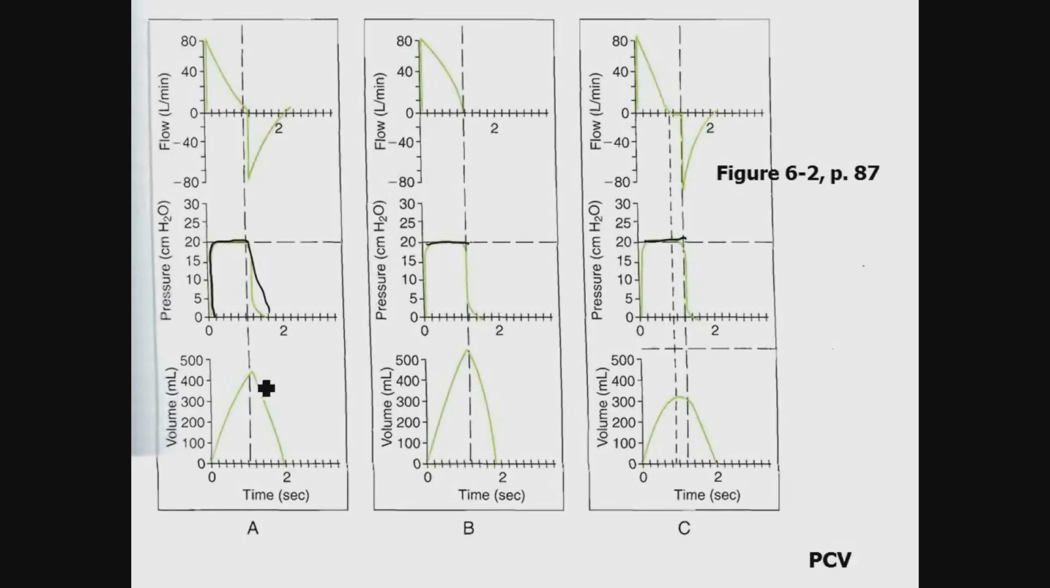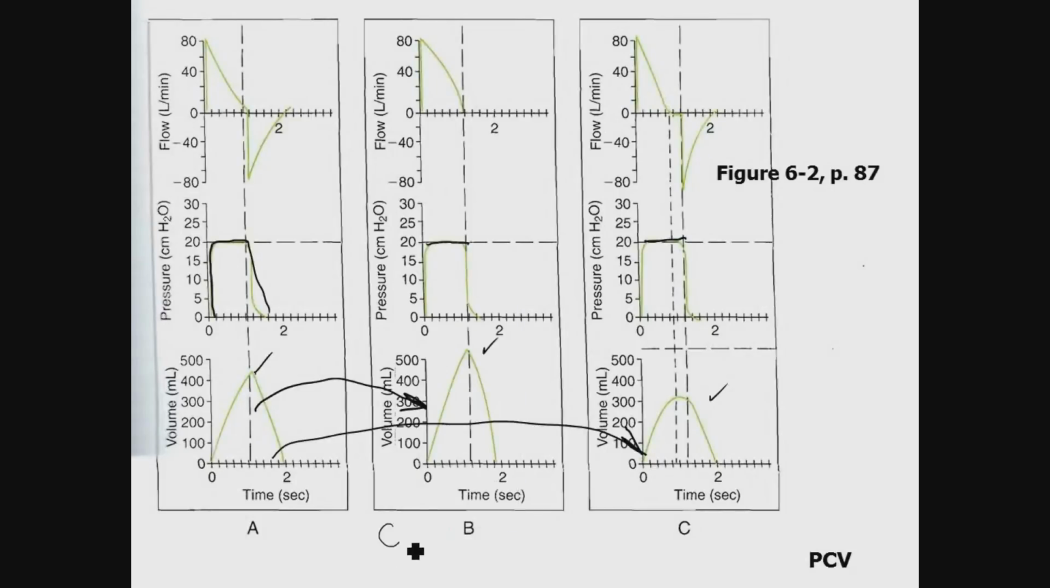Now, if you'll notice, this volume is not the same as this volume, which is not the same as this volume. So something must have changed going from here to here, or going from here to here. What would change? Resistance or compliance. What happened here is that I have a bigger tidal volume than I did here. So what could have happened?